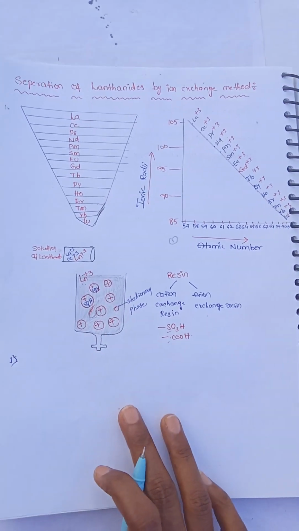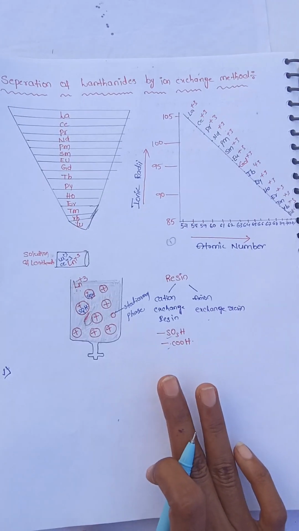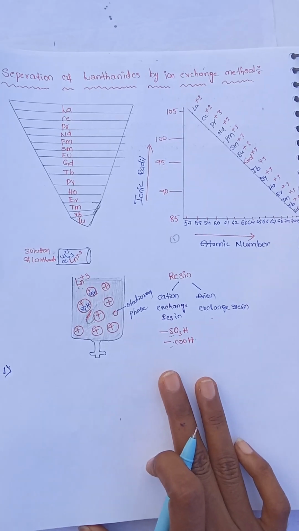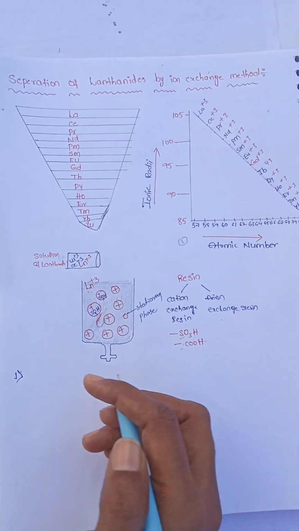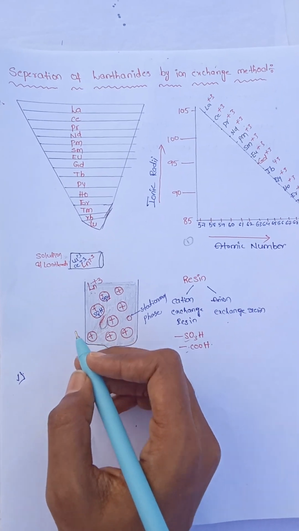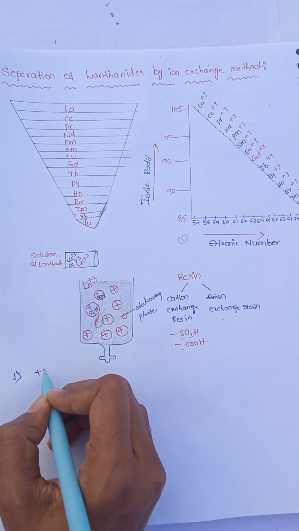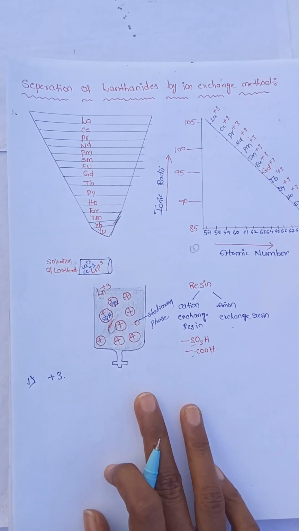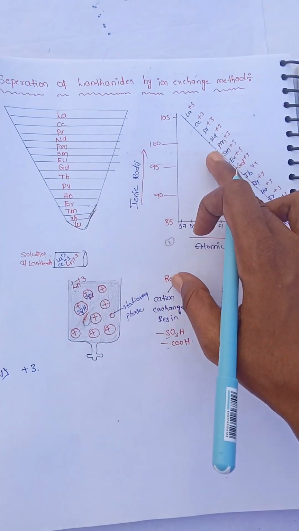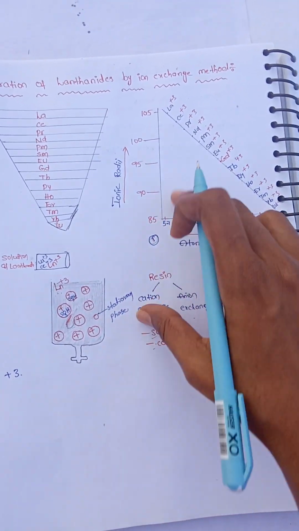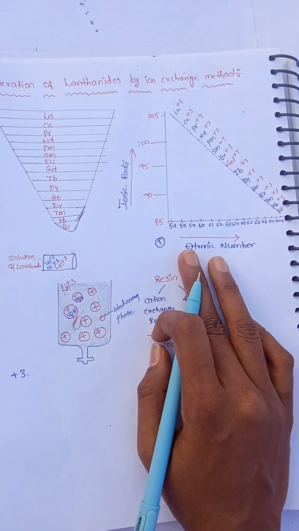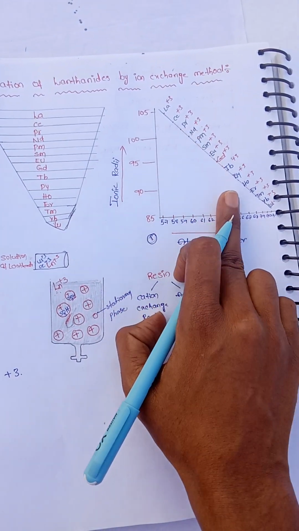Nowadays lanthanides are exclusively separated by this method. The basis of the lanthanide separation is the ion exchange column. Here the first point is that all lanthanides are plus 3 ions. I will give the first explanation from the diagram.